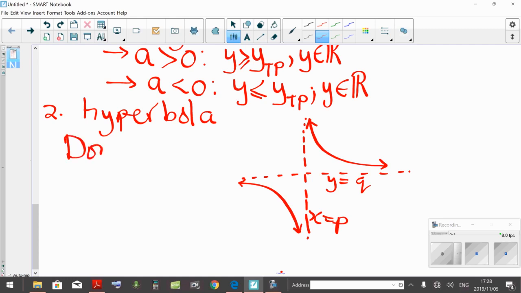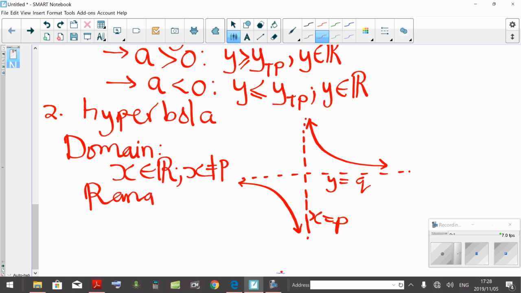Your domain is given by x, element of R, all real numbers, but x must not be equal to p. The range: y is all real numbers except q.